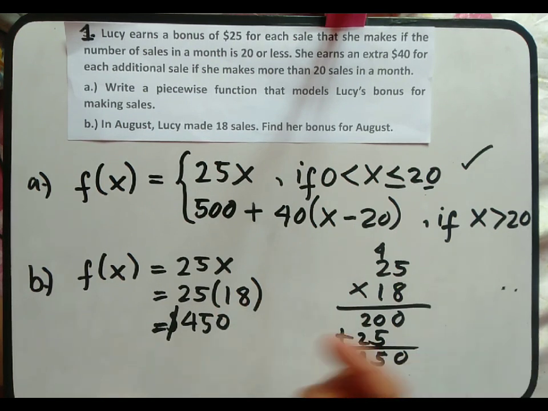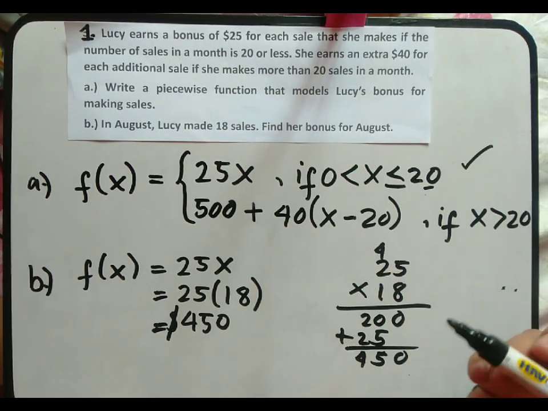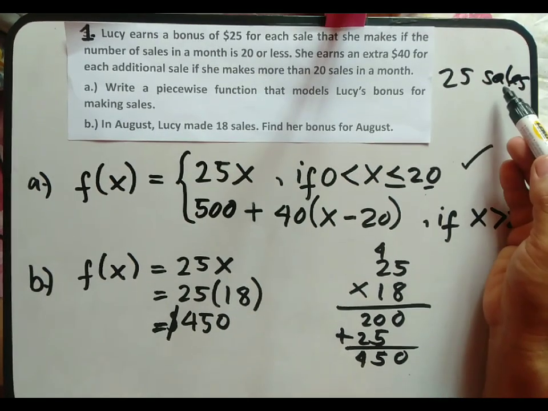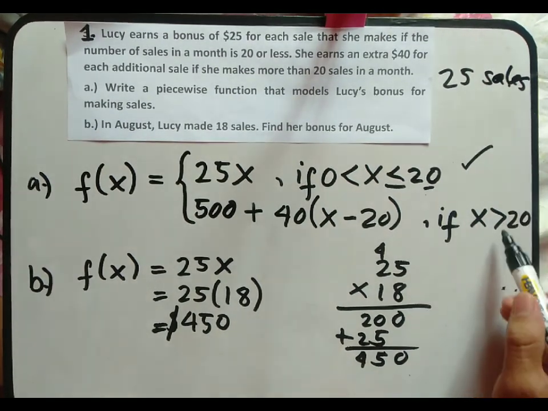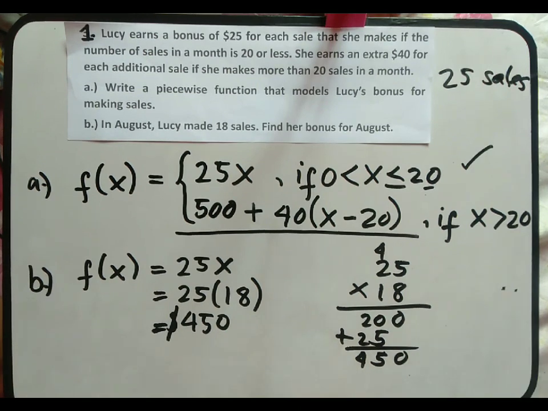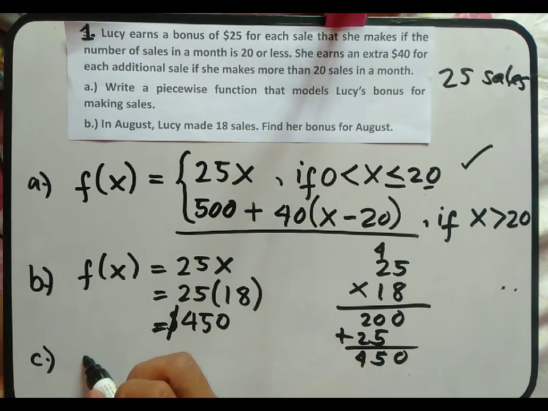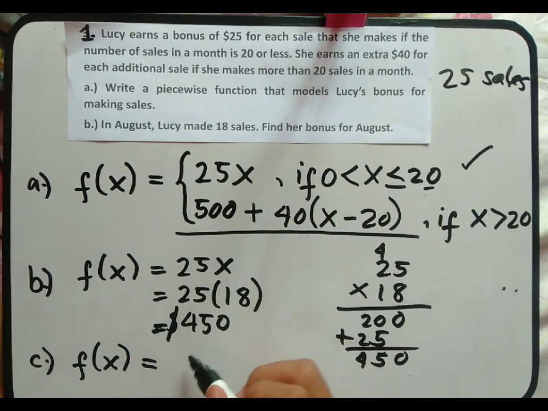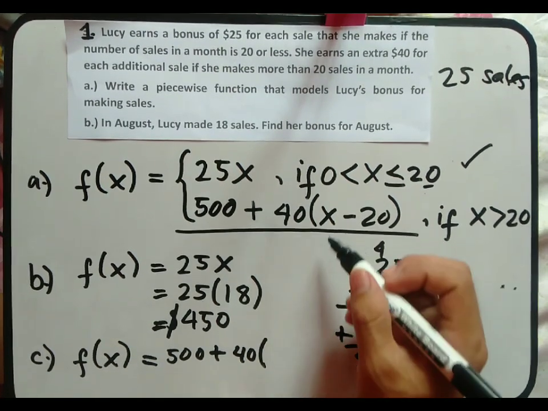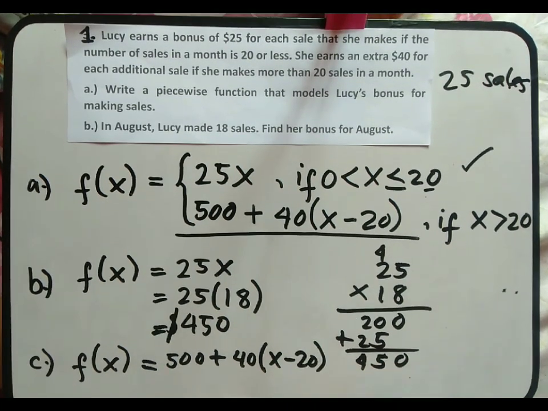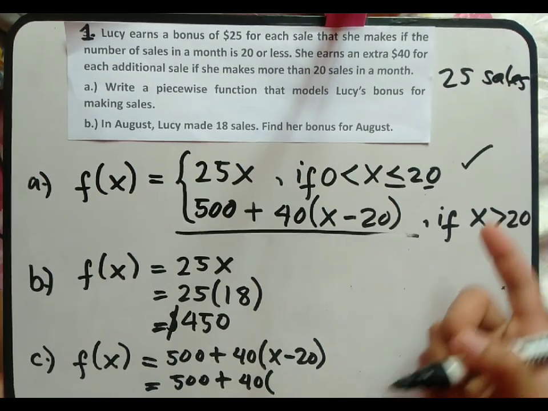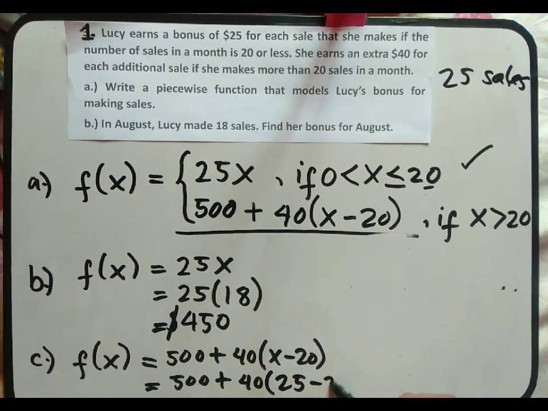Okay, this is just an example. If Lucy made 25 sales in a month, so 25 sales, okay, 25 is greater than 20. So the second function yung gagamitin natin. Okay? So let's say, for example, this is letter C. So we have f of x is equal to 500 plus 40 times x minus 20. We have equals 500 plus 40, yung x is 25 minus 20.